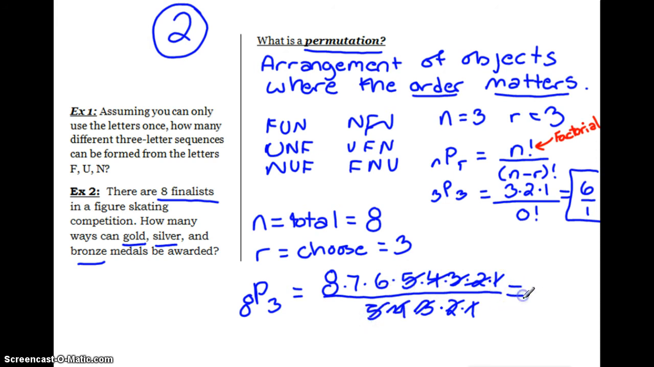So that means the total number of ways that I can choose my 3 medal winners out of my 8 finalists is 8 times 7 times 6. So there are 336 different ways that I could choose my gold, silver, and bronze winners out of my 8 finalists. So again, in these 2 scenarios, the order does matter how we choose our answers. So this is a permutation.